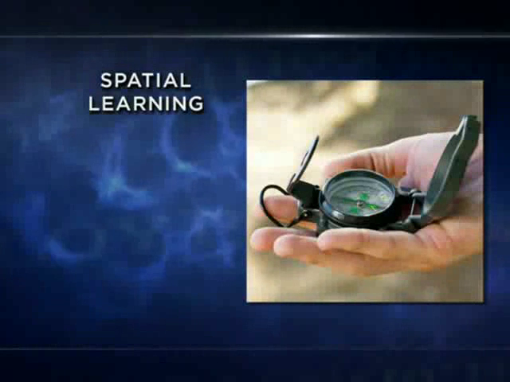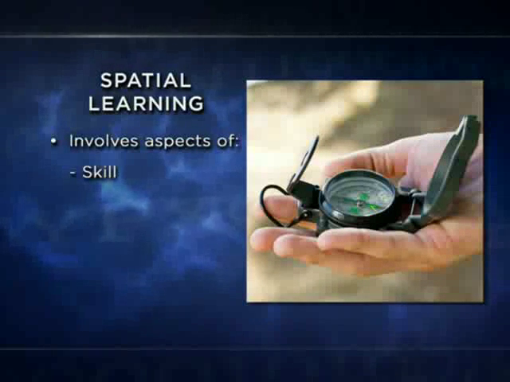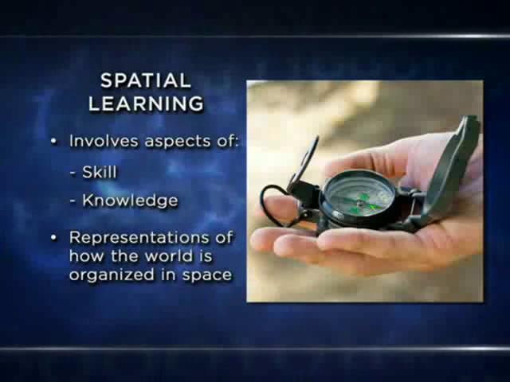Last lecture, we talked about motor learning, which is important for how you will flip that omelet you're about to make in your new kitchen. This time, we're going to consider how you learn where things are in that kitchen, or how to get from that kitchen to work. These two sets of problems are problems of spatial learning. Spatial learning involves some aspects of skill, but also some aspects of knowledge, representations of how the world is organized in space.